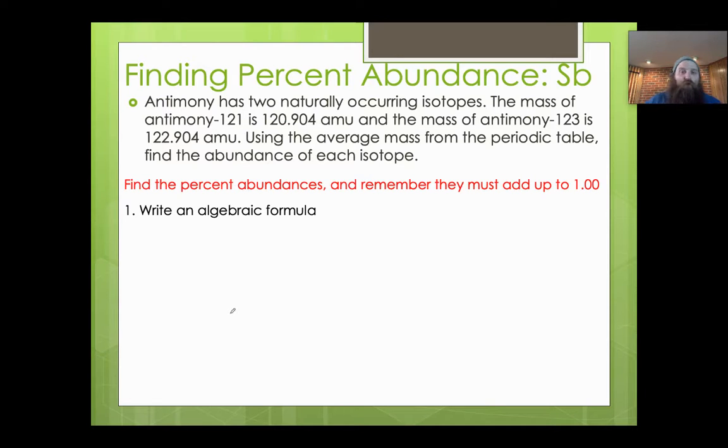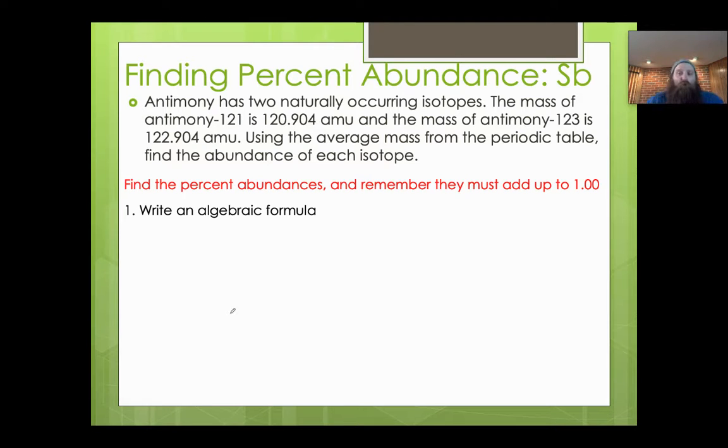Antimony has 2 naturally occurring isotopes. The mass of antimony-121 is 120.904 AMU, and the mass of antimony-123 is 122.904 AMU. An AMU is an atomic mass unit. Using the average mass from the periodic table, find the abundance for each isotope. Well, the first thing I need to do is look on the periodic table to find out what antimony normally is. Antimony is Sb, by the way, on the periodic table.